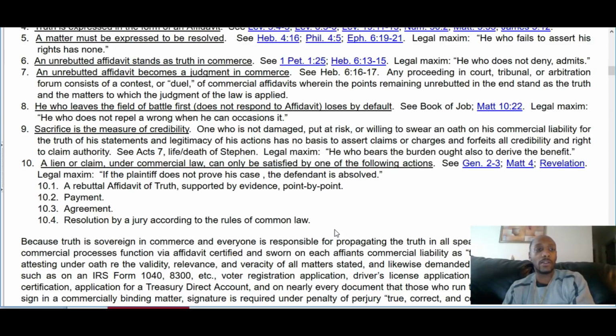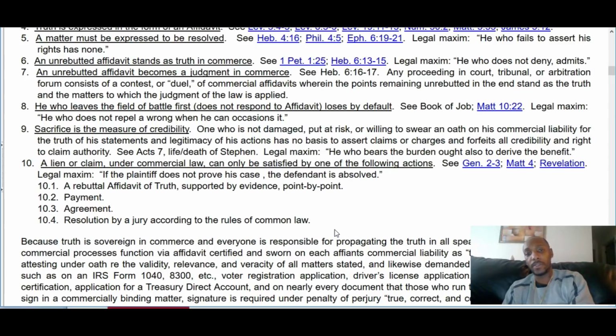Let's say that again. Sacrifice is the measure of credibility. One who is not damaged or is put at risk or is willing to swear on the oath on his commercial liability for the truth of his statements and legitimacy of his actions has no basis to assert claims or charges and forfeits all credibility and rights to claim authority. He who bears the burden ought also to derive the benefit.